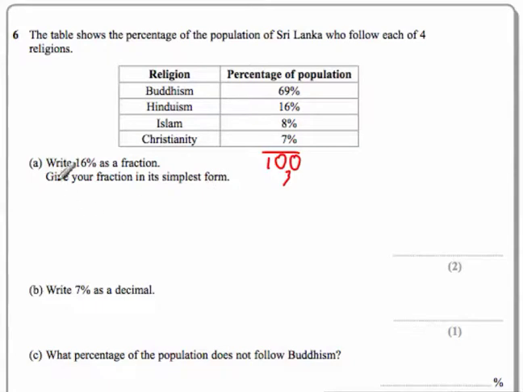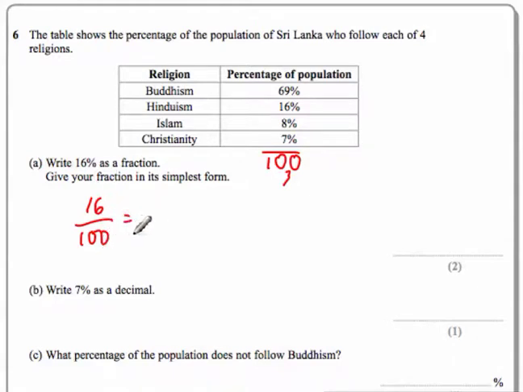It says, write 16% as a fraction. Give your fraction in its simplest form. Now, this is nothing to do with the table at all, is it? It's just asking what is 16% as a fraction. Well, you should know that a percentage is out of 100. So we can write 16% as 16 out of 100. Now it says, give your fraction in its simplest form. So I need to cancel this down as much as I can.